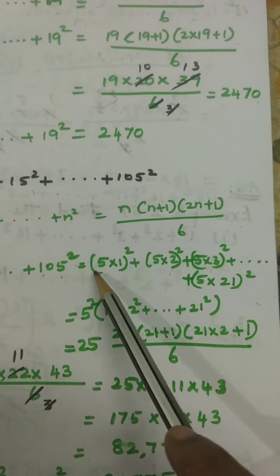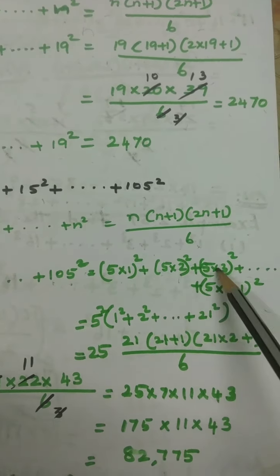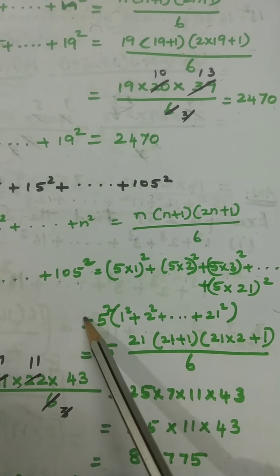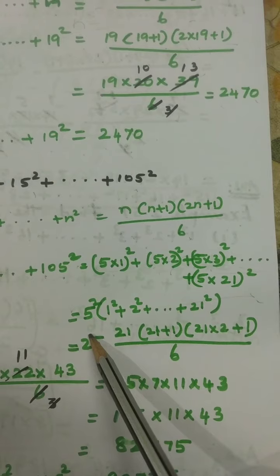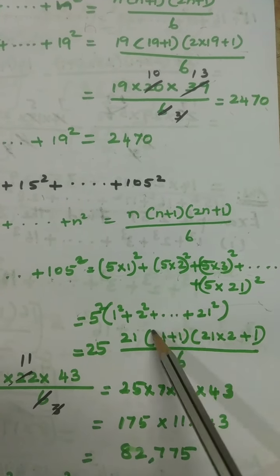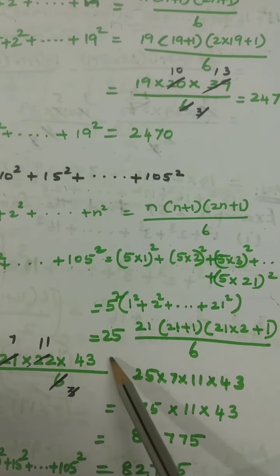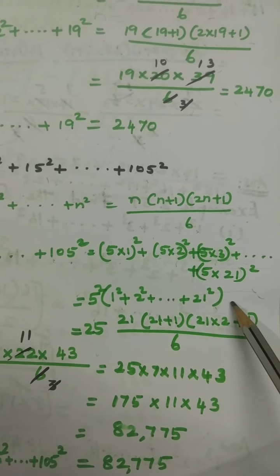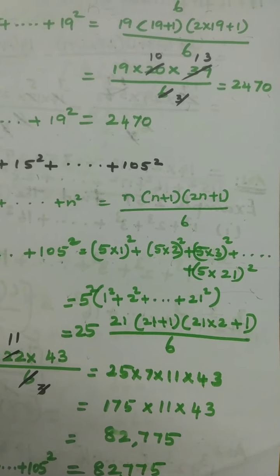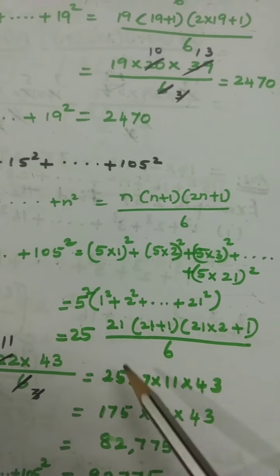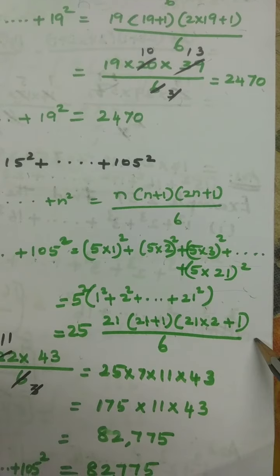Now in all the terms we have 5, that is 5 square, 1 square, 5 square, 2 square. So you are taking 5 square outside. Now the remaining is 1 square plus 2 square plus and so on plus 21 square. Now 5 square is 25. Here 1 to 21 terms, isn't it? So the number of terms is 21. So 21 into 21 plus 1 into 2 into 21 plus 1 divided by 6.